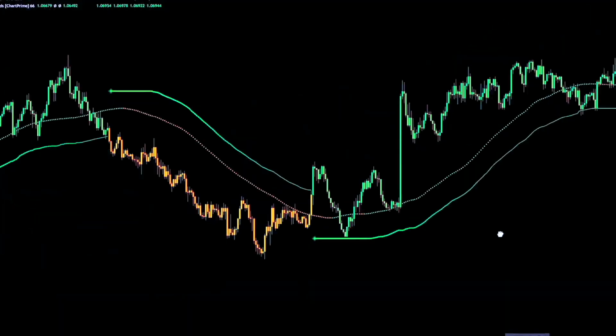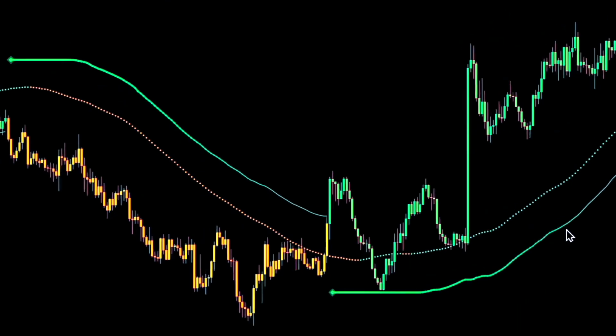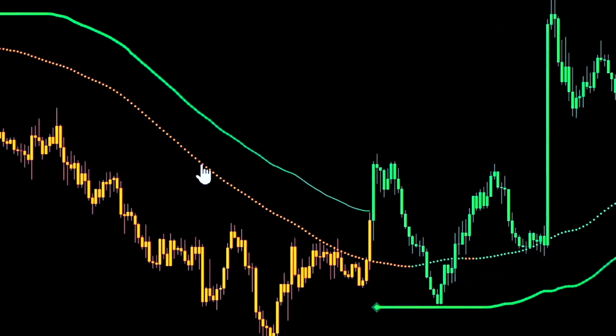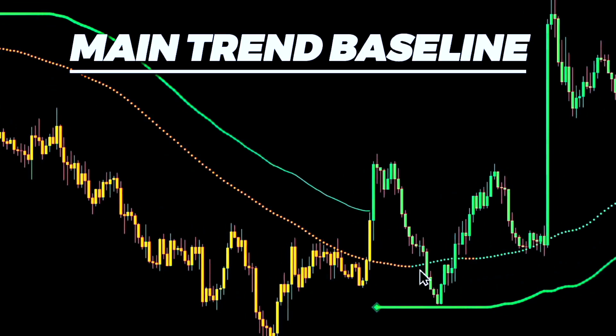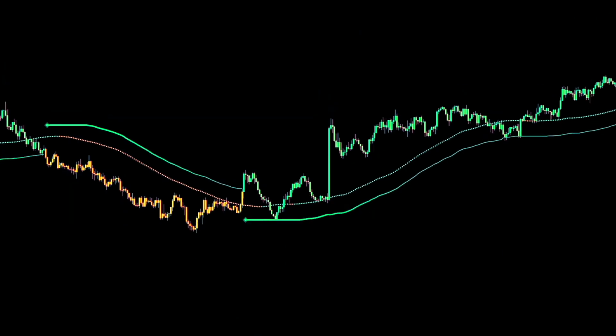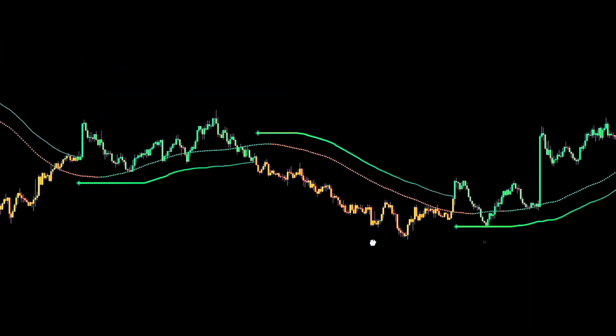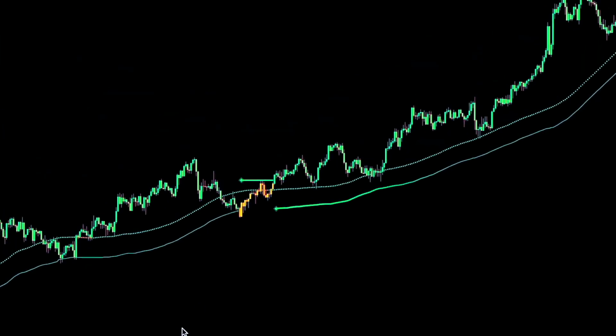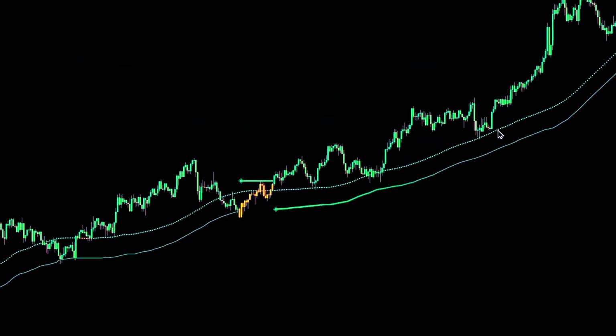So what do you see on the chart? The star of the show is a dotted line, your trend baseline. It's green for uptrends, orange for downtrends, and it sticks to the price like glue thanks to that filter, making it more responsive than a standard moving average.